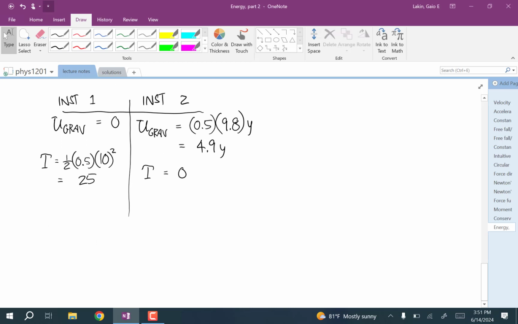And now we can put this into conservation of mechanical energy. 0 plus 25 is equal to 4.9 y plus 0. Divide both sides by 4.9, and you get that y is equal to 5.10 meters. So it's not telling you how far along the hill this travels, how far along the ramp. It's saying that just the difference in height is going to be 5.1 meters.